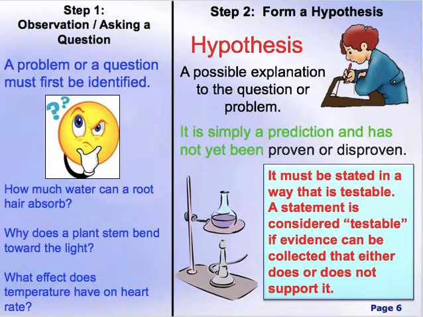Then the hypothesis follows that it's a possible explanation to the question. It's simply a prediction. It's not yet been proven. So here it is. It must be stated in a way that is testable. Remember, it has to be testable. That's what the lab is all about. A statement is considered testable if evidence can be collected that either does or does not support it. Okay, that means we have to test it to see if our guess is right or if it's not.